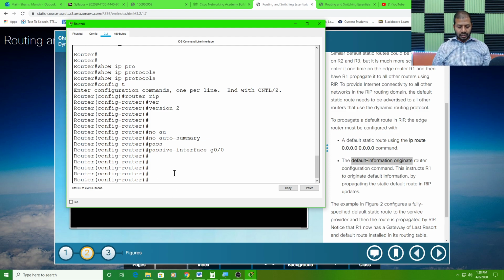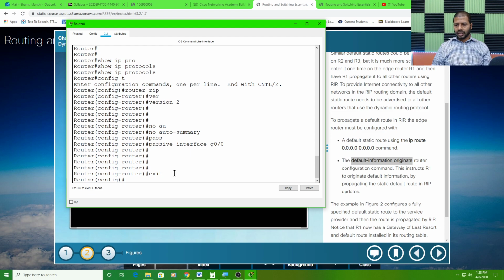If I want to exit from here and type the default route, ip route 0.0.0.0 0.0.0.0, and then say it goes through gigabit interface 0/0.